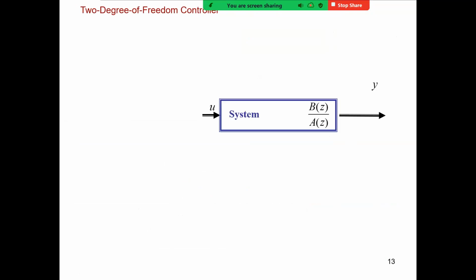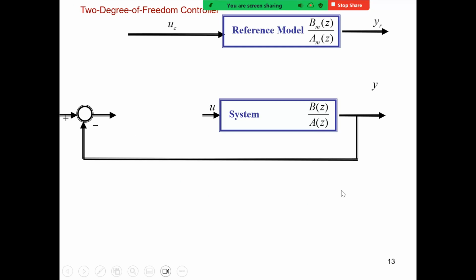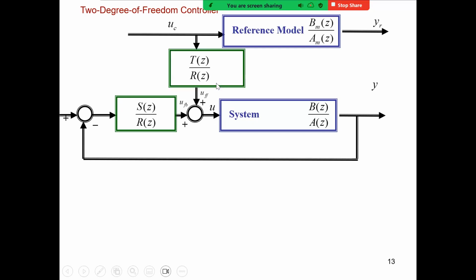Then, to solve this problem, we still have to use the 2 degree of freedom controller. In this one, we are going to design 2 blocks. One is the feedback controller. We're going to use S over R to describe that. So this is the feedback controller. We also need a feed-forward controller T over R.